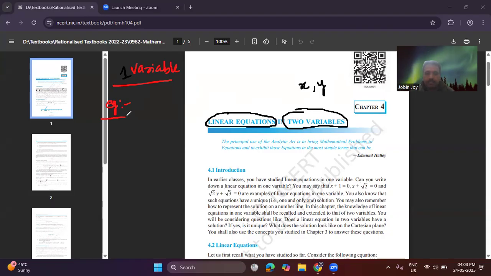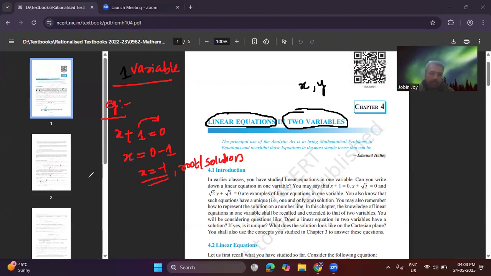Let's take an example. X plus 1 is equal to 0. This is a linear equation, and this equation consists of only x. That means only one variable. How will you calculate the solution of this equation? So x equal to, shift this 1 to the other side. That means 0 minus 1. So x equal to minus 1. This is the root or the solution of this linear equation.